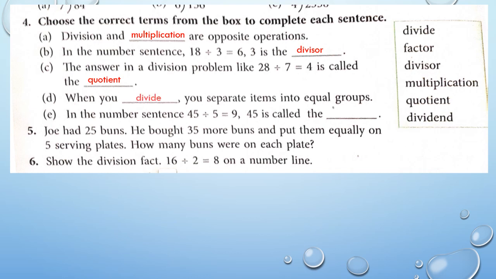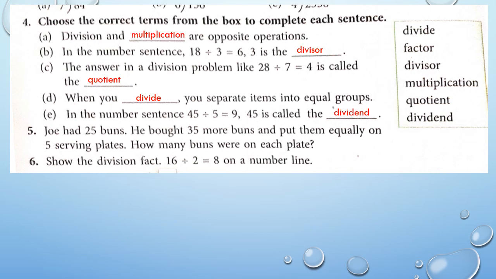Divide, correct. So when you divide, you separate items into equal groups. In the number sentence, 45 divided by 5 is equal to 9. Now here I already informed you in my first video, you can see that again. 45 is the dividend, 5 is the divisor and 9 is the quotient. So 45 is called the dividend.